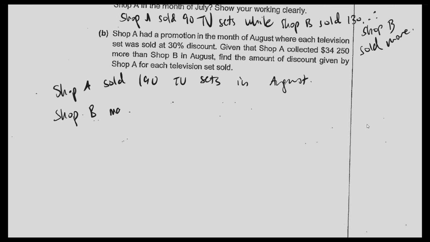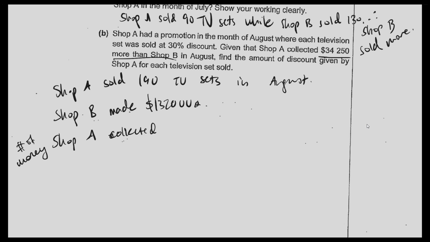So shop B made 132,000. Shop A collected this amount more. So the amount of money shop A collected is just 132,000 plus $34,250, and that is 166,250.